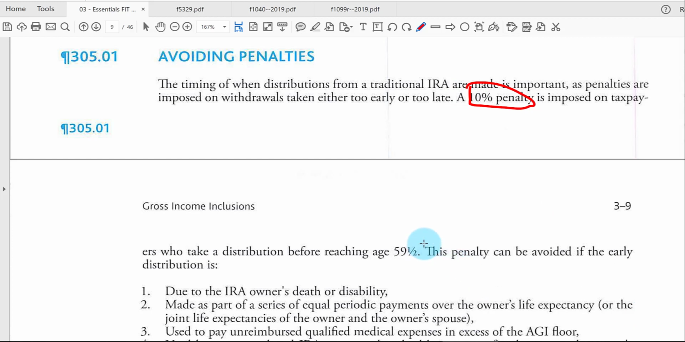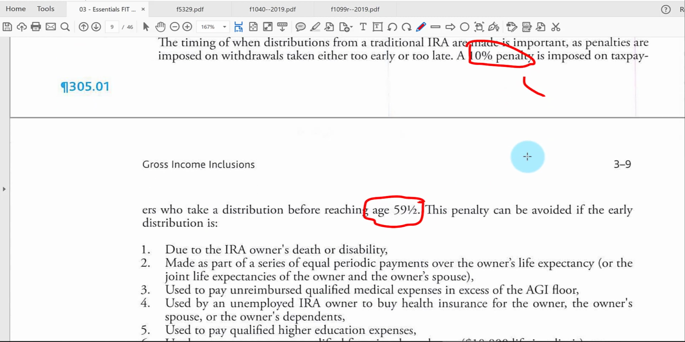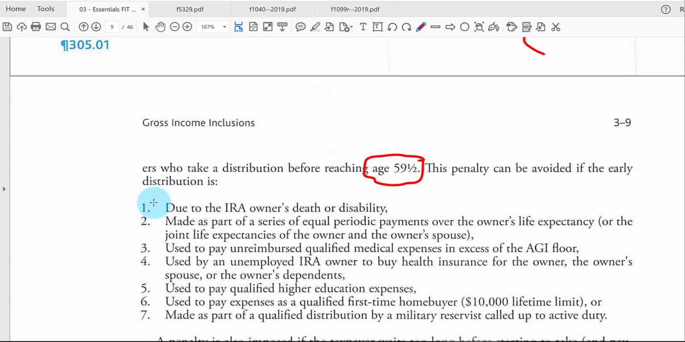Here it says that if you take out the money before reaching age 59 and a half, any taxable retirement income you have is not only going to be subject to income taxes, but it's also going to be subject to this 10% penalty. Now, there are some exceptions to avoid this penalty listed here, 1 through 7. There's an additional exception. Because of the COVID-19 situation, the government allows you to avoid the penalty up to $100,000 of taxable retirement distributions.